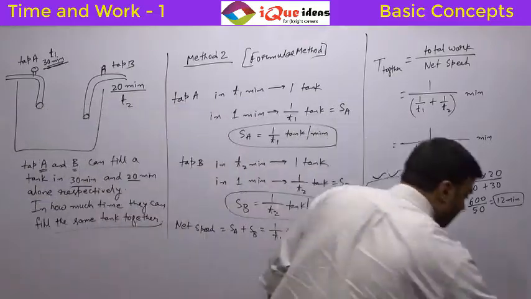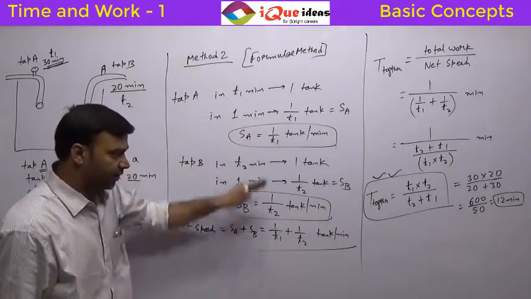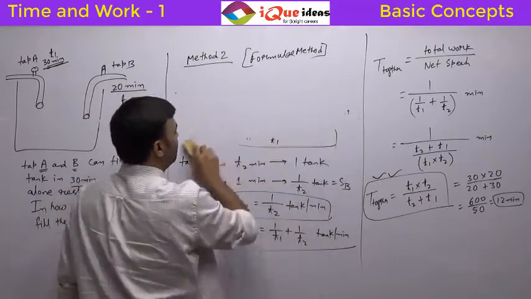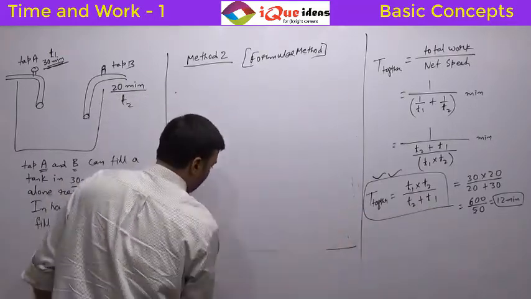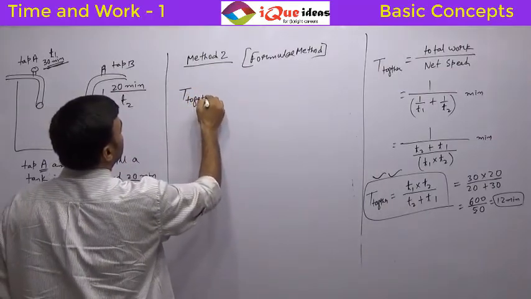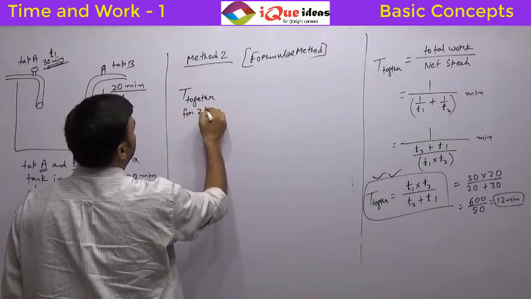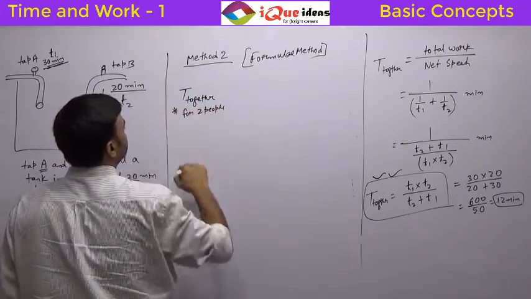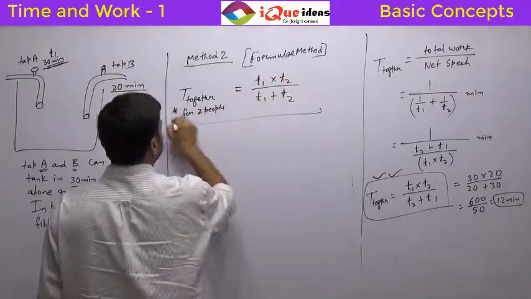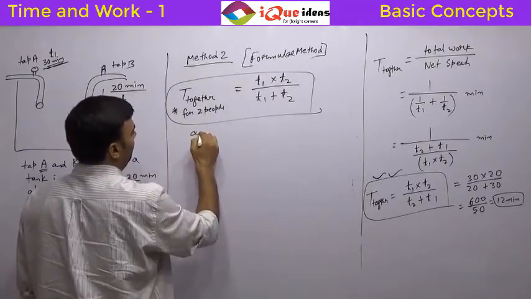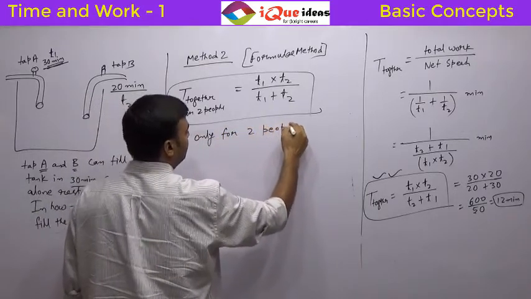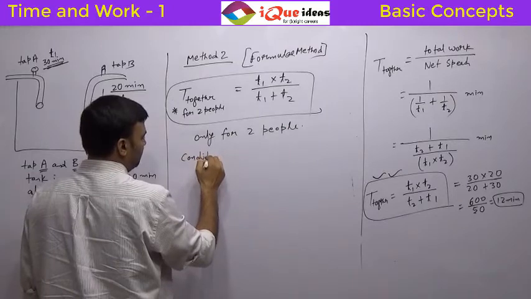Alright, so I'll write the summary of this. So in future, you do not need to do all this. You can directly apply it, straight away you can start from here. Like in this case, we do not need to write all these things. We can simply say that time together for two people, remember it is only for two people, so this is a condition, is equal to T1 into T2 divided by T1 plus T2. This is only for two people, and there is a condition. This is a very important condition.